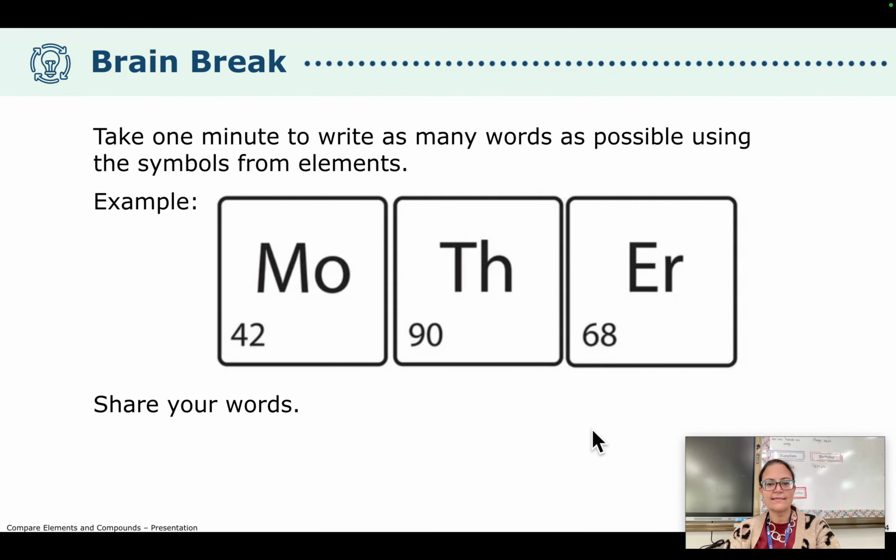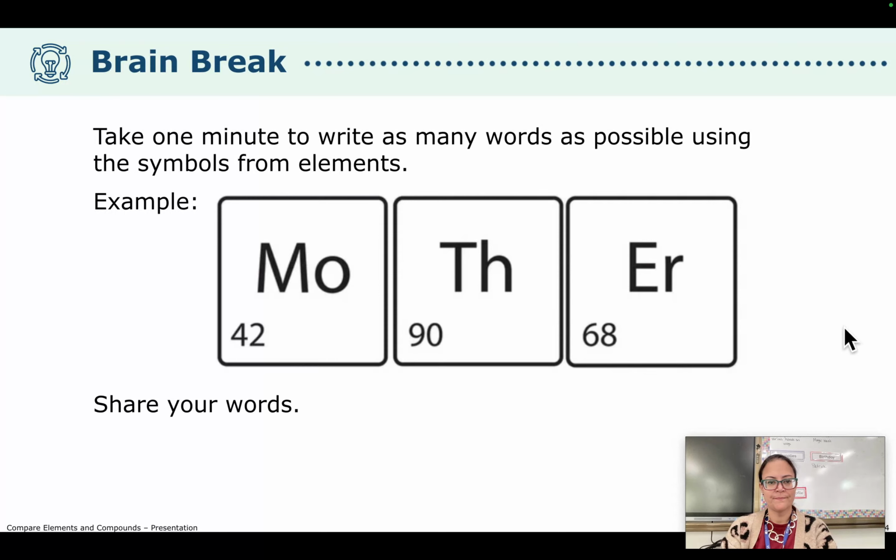Take 1 minute to write down as many words as possible using the symbols from the elements. For example, you can make mother: M-O, T-H, and E-R. Can you write your name from the periodic table? I think I can. A-M is americium. A-N, is there an A-N? I don't remember. Maybe I can. Some people can write their name with elements.